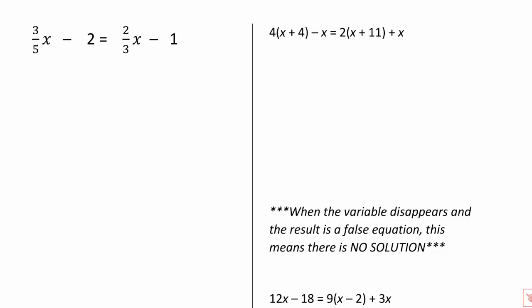Hello, this is video 3 for Chapter 2, Section 3, Math0302 Beginning Algebra. In this video, we're going to do 3/5 x minus 2 is equal to 2/3 x minus 1.